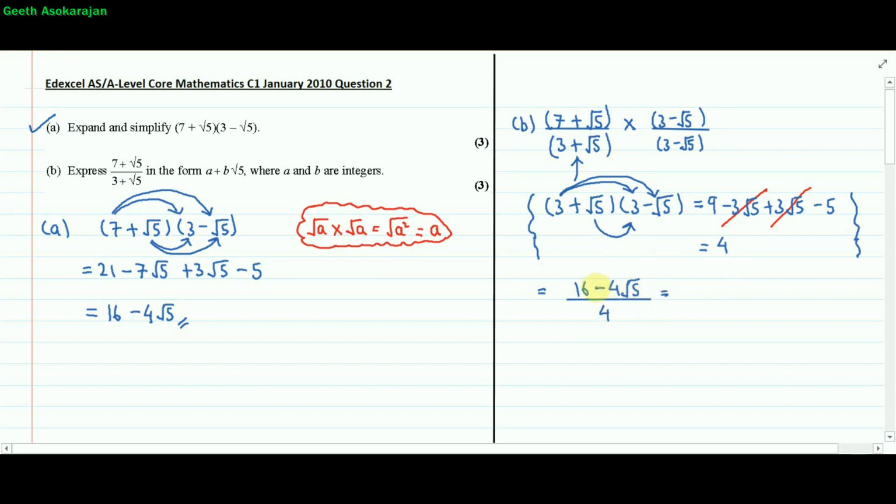Let me go one further stage. So I'm going to take a common factor of 4 from the top, from the numerator. So if I factorise the numerator, I have 4 times 4 minus root 5 all divided by this 4 below. And from here on, I'm going to cancel this 4 and this 4 on the bottom to give me a final answer of 4 minus root 5. So this should be the solution to part B.